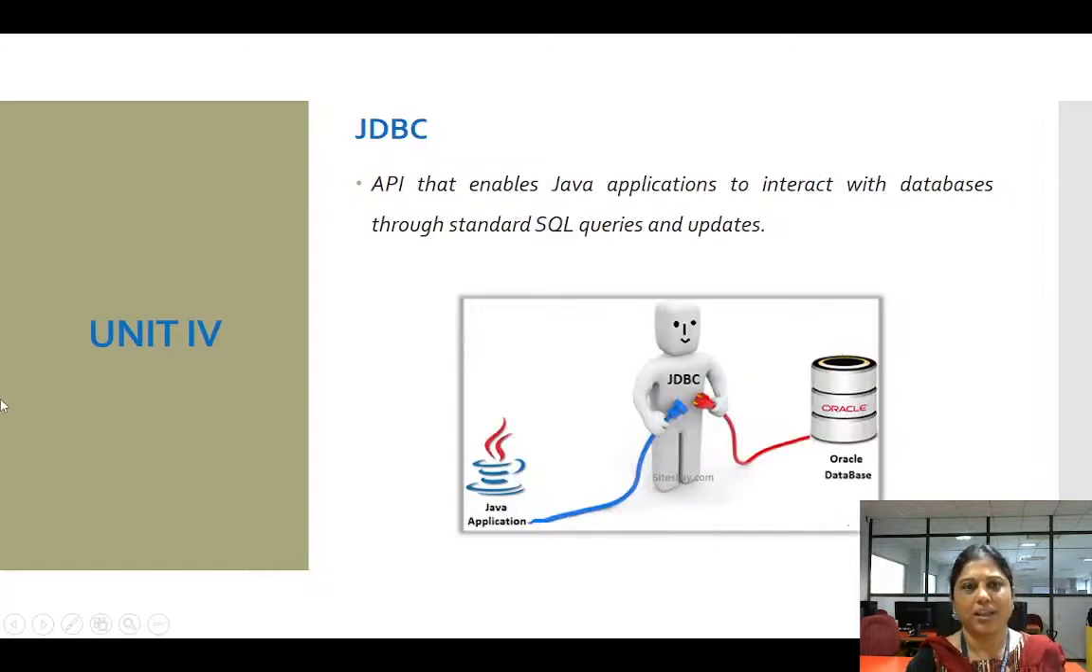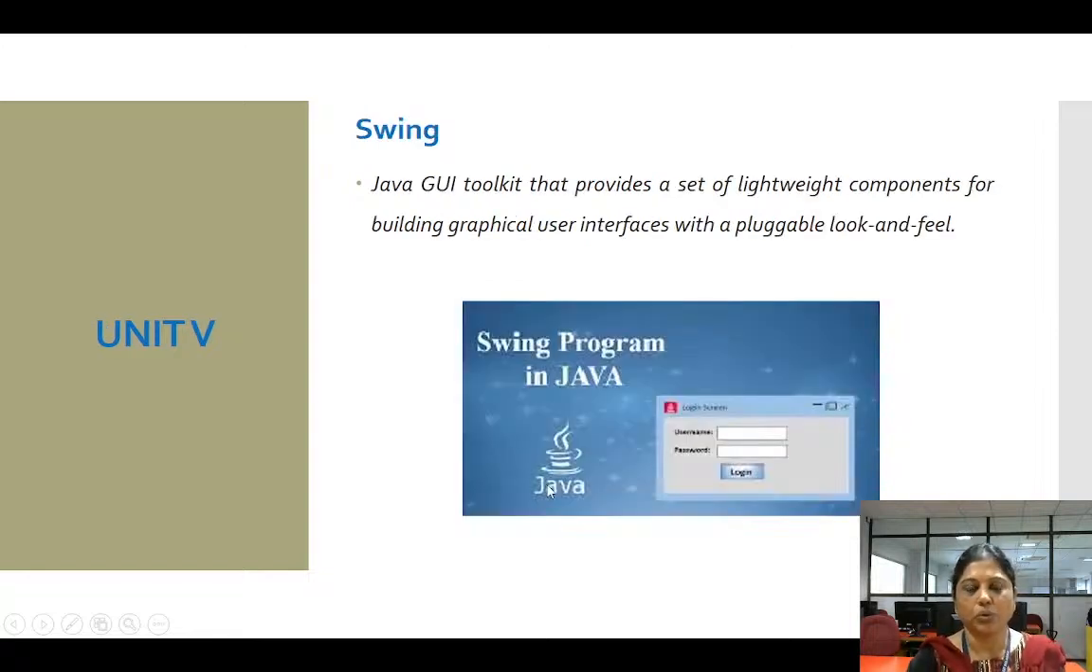Like I told you when we were discussing JDBC, you need a graphical user interface that allows users to interact with your Java application. How do we design such a graphical user interface? That is made possible through Java's Swing.